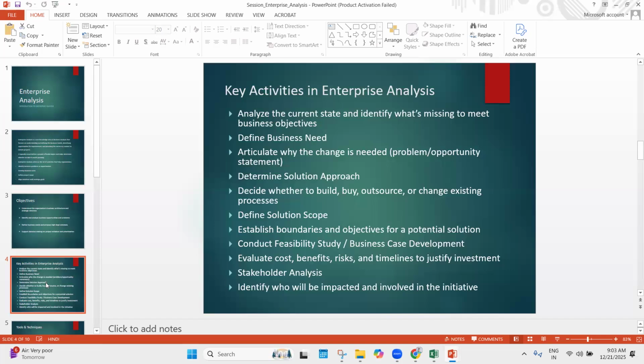In the enterprise level also we have the key activities, like analyzing the current state and identifying what's missing to meet the business objectives, defining the future state and determining the solution approach, defining the solution scope and establishing the boundaries, conducting the feasibility study, evaluating the cost, benefits and timelines, and then doing the stakeholder analysis and identifying who will be impacted and involved in the initiatives.